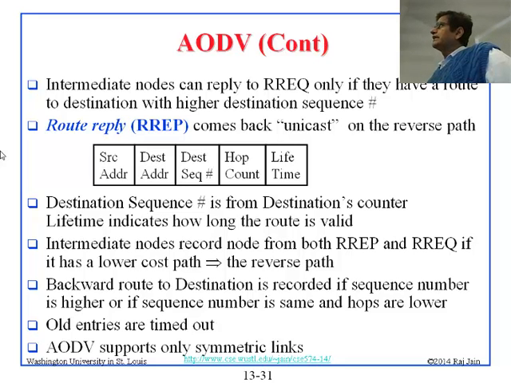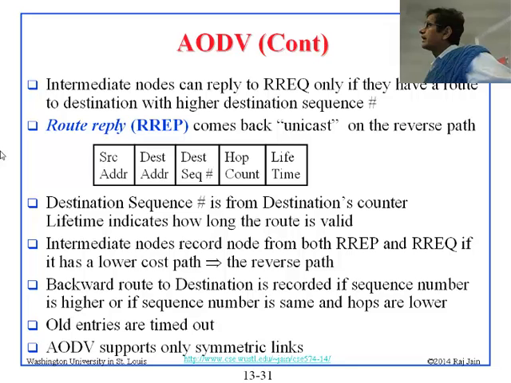Every piece of information has a time limit. So if it is coming from the destination, let's say no intermediate node knew it, it went all the way to the destination, the destination will put a lifetime on it. Look, I'm going to move tomorrow, so don't use it tomorrow. I'm going to be gone in an hour, so that's the time limit. Okay? Destination sequence number is the destination's counter. Lifetime indicates how long it is valid.